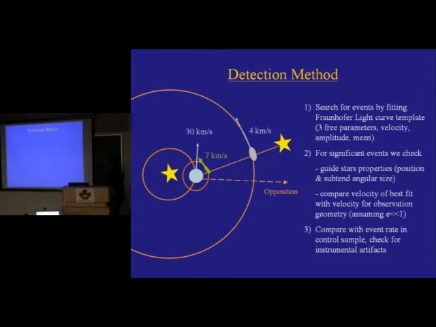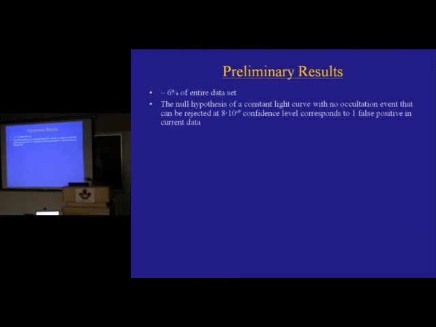Yeah. And so we do have some preliminary results. We have so far received 6% of the entire data set. Null hypothesis that we have no events. So basically, to detect an event, you must be able to reject the null hypothesis that there is no event at a significance of 8 times 10 to the minus 9, which corresponds to having one false positive in our data so far.